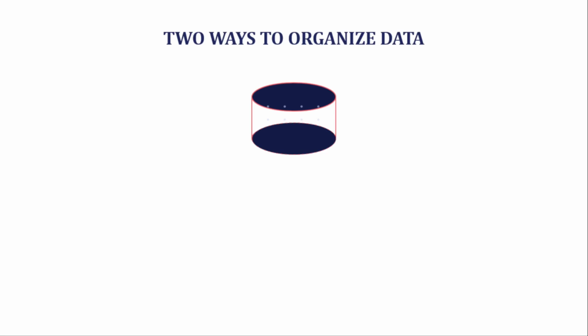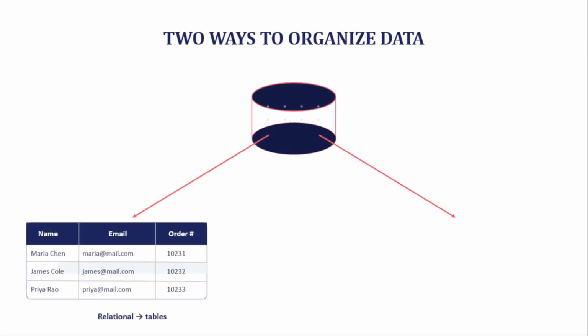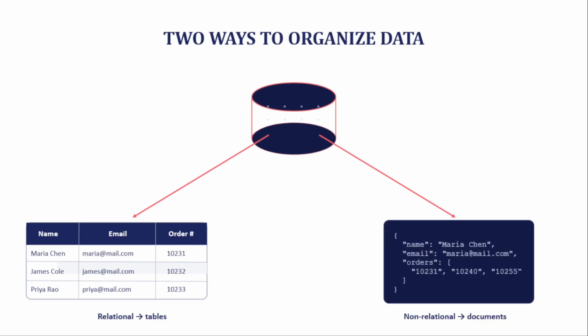Broadly speaking, databases fall into two camps: relational databases, which organize data into tables, and non-relational databases, which organize data into flexible documents. Let's look at each.